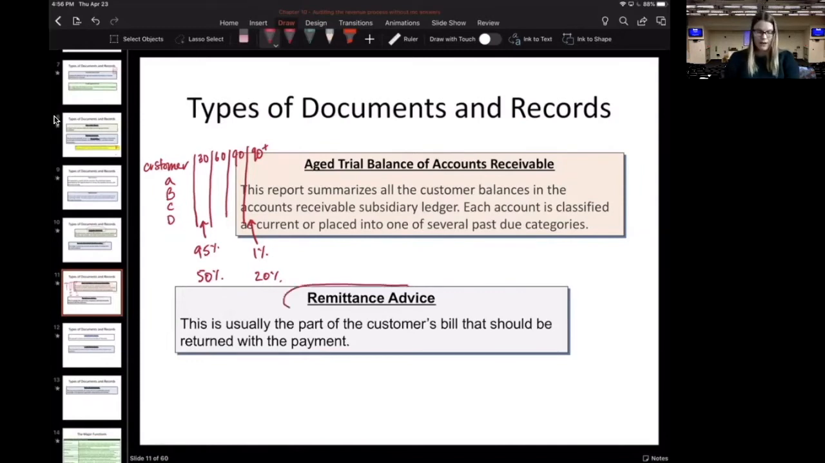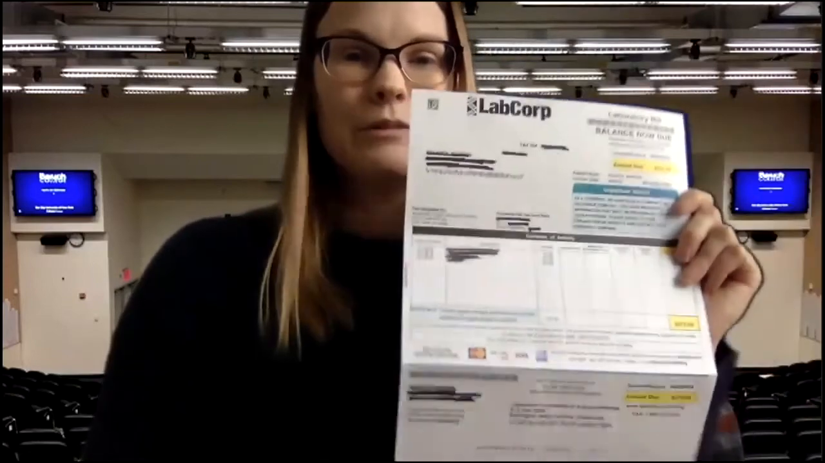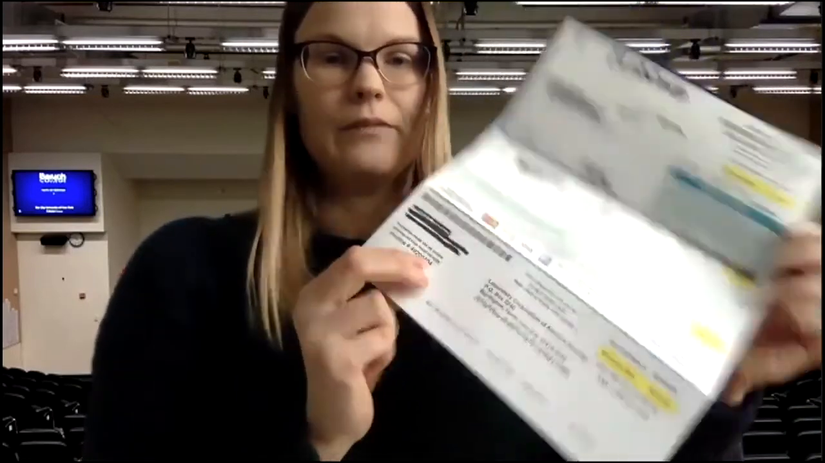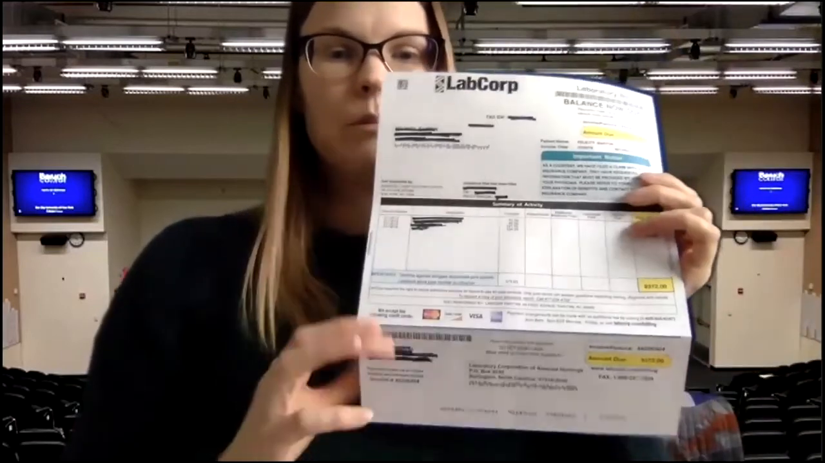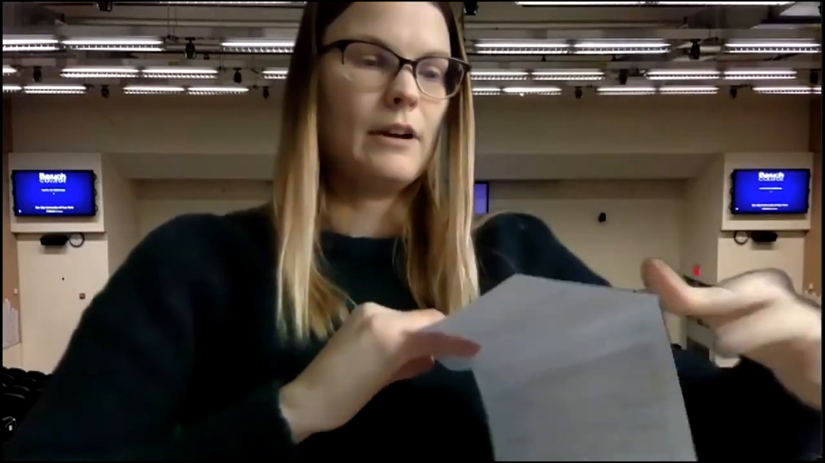And remittance advice. So remittance advice is the part of the bill that will be returned with the customer's payment. And I actually have one to show you. I blacked out all the good stuff. But this is a bill, right? So this is an example invoice from good old LabCorp. And at the very bottom of the invoice is the remittance advice, right? So they send these bills in the mail, and then what they expect you to do is to tear off this little part at the bottom.